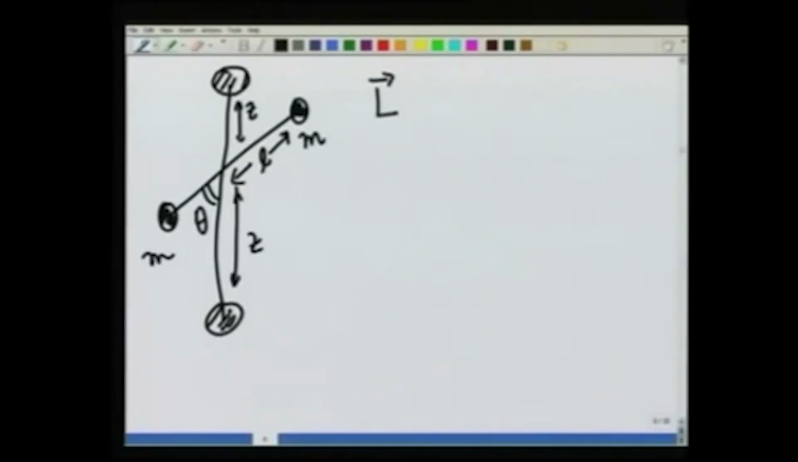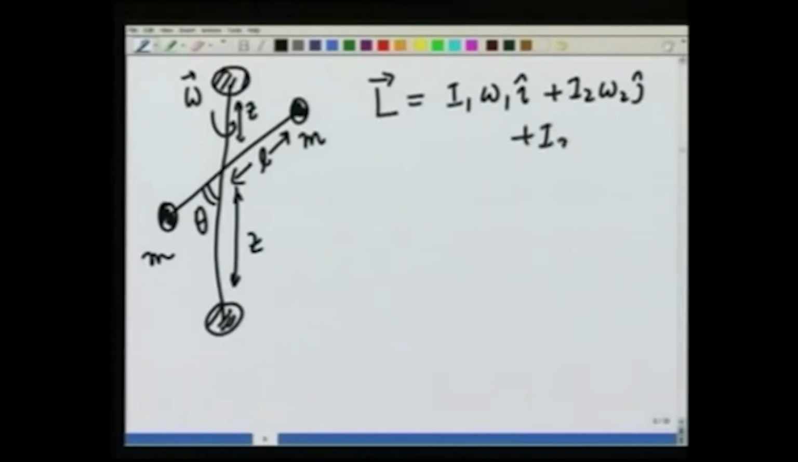Remember, we calculated this last time, but I want to do it again, and this is rotating with angular velocity omega, like this. L in principal axis rotation is going to be I1 omega 1 i plus I2 omega 2 j plus I3 omega 3 k, where these i, j, k refer to the principal axes of the body.